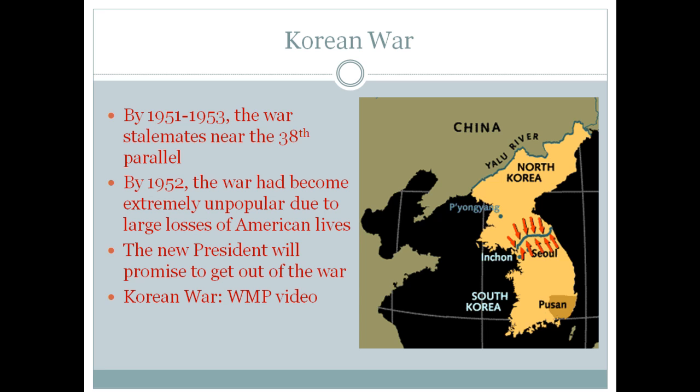By 1951 to 1953, the war had stalemated near the 38th parallel. That means that neither side was making any progress. So they were both fighting, one on one side of the 38th parallel, the other on the other side of the 38th parallel, and neither were really making any gains. So by 1952, the war had become extremely unpopular in America due to the large losses of American lives. The new president, of course, we'll find out who that is in a minute, will promise to get us out of the Korean War.